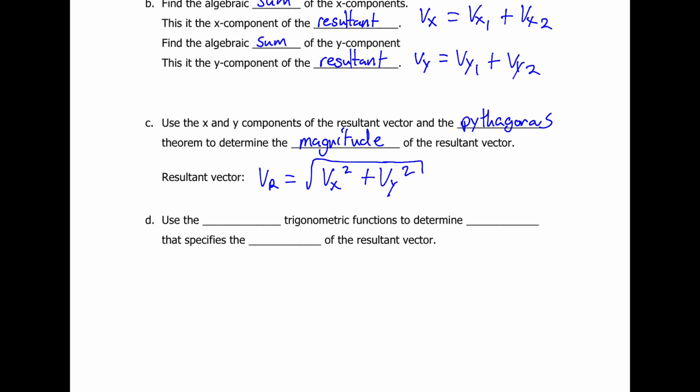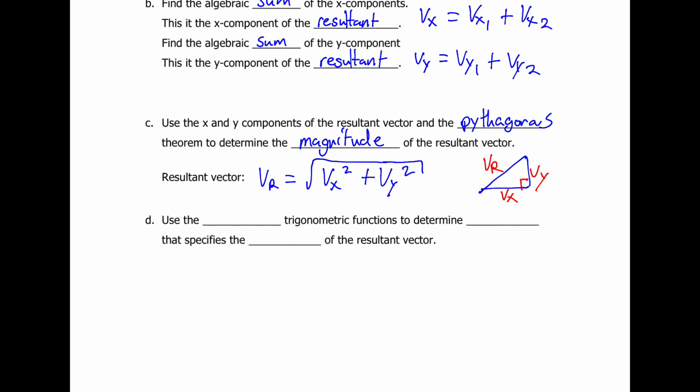So we're using Pythagoras' theorem to solve for the long side of this triangle. It will look like this, like that, like that. And so this is going to be VR, VX, VY. Right, so we're just doing our Pythagoras here. And this is a right triangle, because it's X's and Y's. X's and Y's have to be at right angles to each other. Otherwise, they're not the X and Y axes.